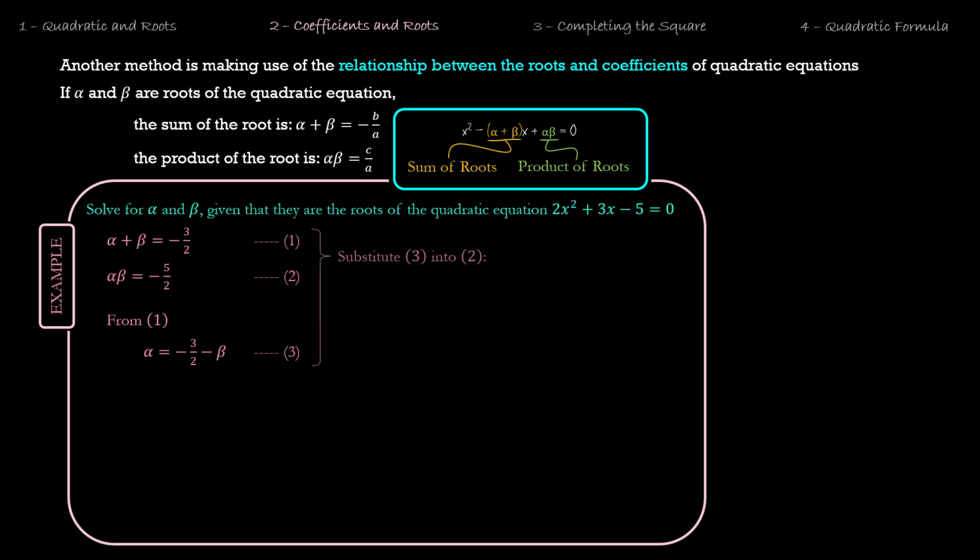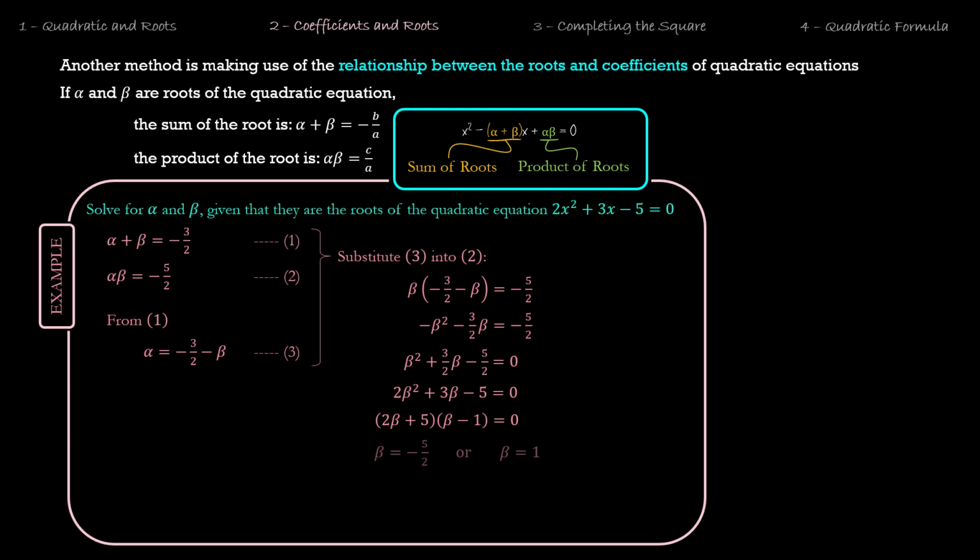Then, we can proceed to substitute this new equation into equation number 2. After expanding out the expression on the left, we can make one side equal to 0. In this case, we can move the expression on the left to the right side. To remove the fraction, we can multiply 2 across and then proceed to factorize. This will give us the 2 values of beta. These 2 values of beta are actually the roots of the solutions.